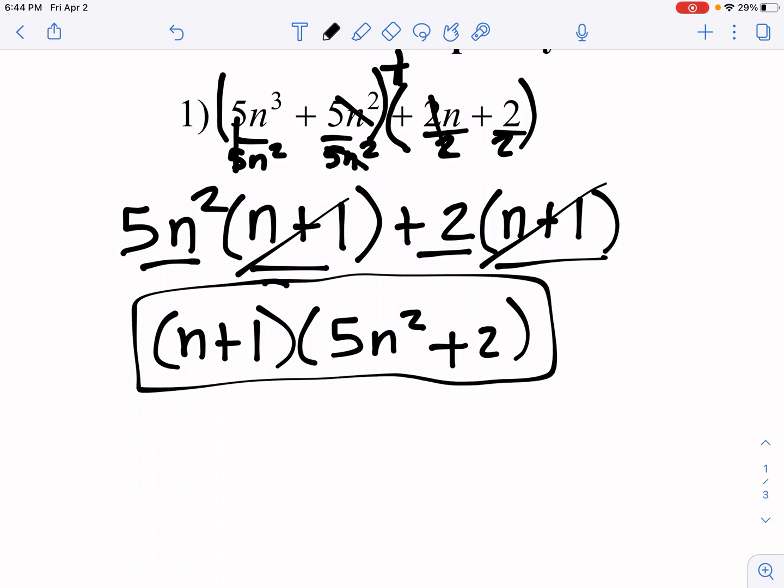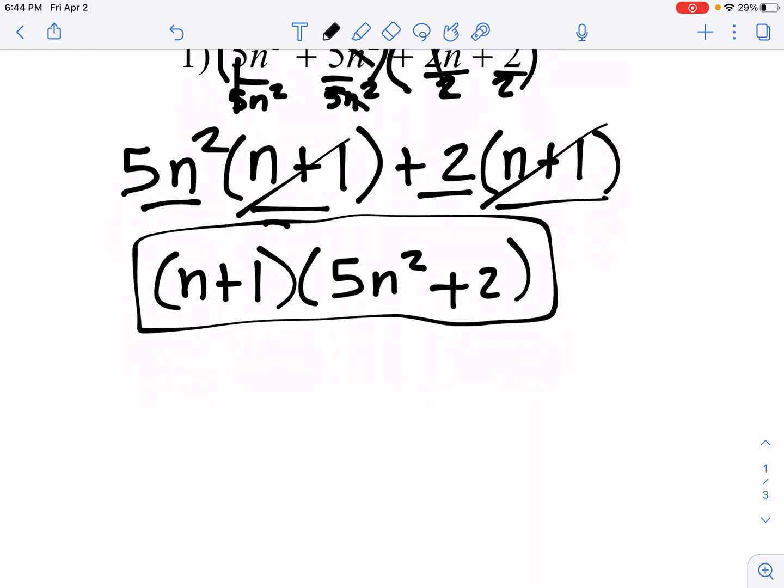So let's actually check to see if that's right. Let's multiply this through. We've talked about foiling before. If I multiply n by 5n squared, I get 5n cubed.